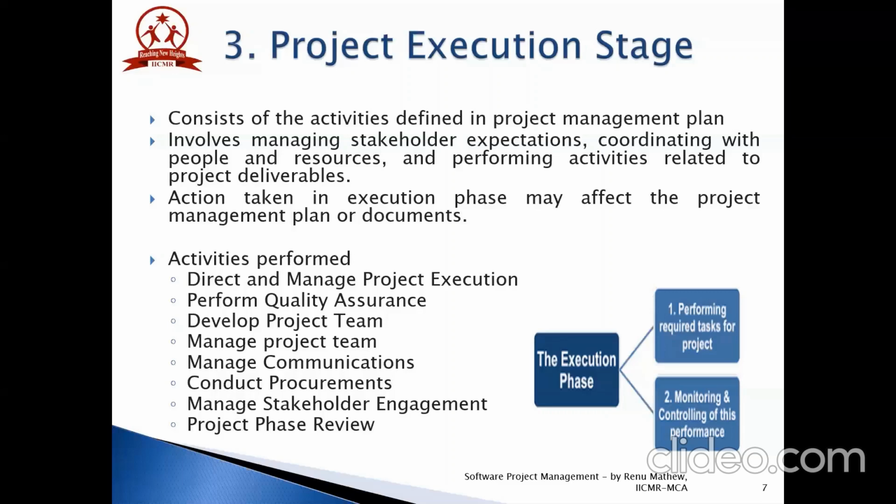There are 5 inputs to the manage project team process, which are staff assignments, team performance assessments, performance reports, project management plan, and organizational process assets. And there are 4 main outputs: organizational process assets updates, enterprise environmental factors updates, change requests, and project management plan updates.